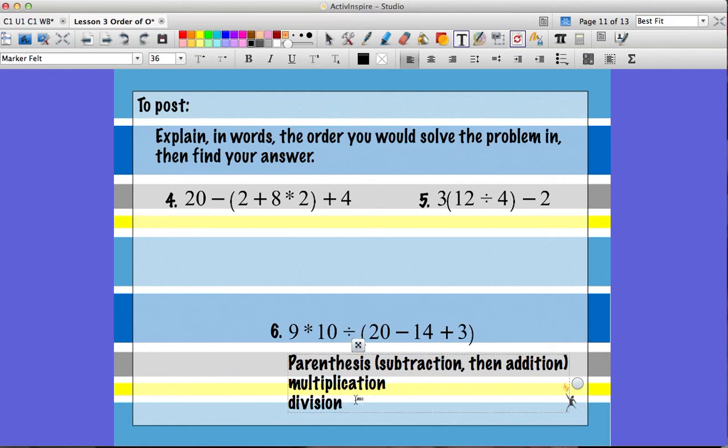Okay, so this is all I'm looking for here, and then at the bottom I would be looking for an answer. So in this case, I would have to do 20 minus 14, which is 6, plus 3 is 9. 9 times 10 is 90, divided by 9 is 10, so my answer is 10. This is all I'm looking for here. Explanation of what to do, very vague, very short and sweet in words, and then your answer. And I'm looking for that for number 4 and number 5.